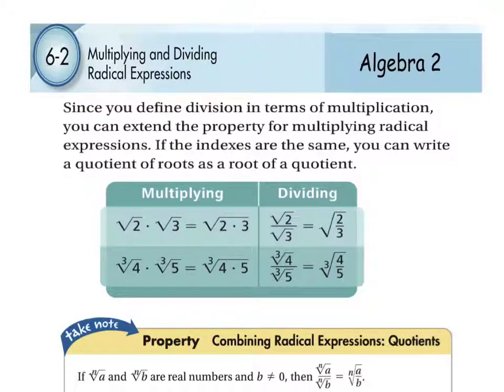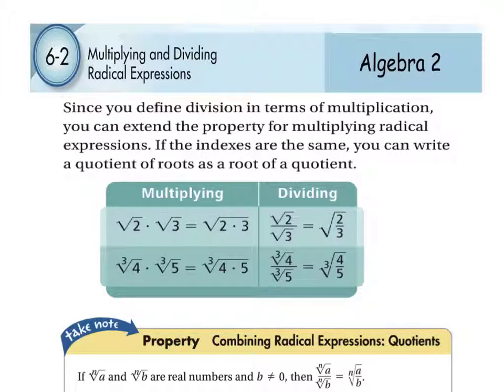This is section 6.2. We're talking about part 2. In part 1 we talked about multiplying radical expressions. In part 2 we're going to talk about dividing radical expressions, and then we're also going to add in rationalizing the denominator. Because remember, you've had this before, you can't have a square root in the bottom of a fraction.